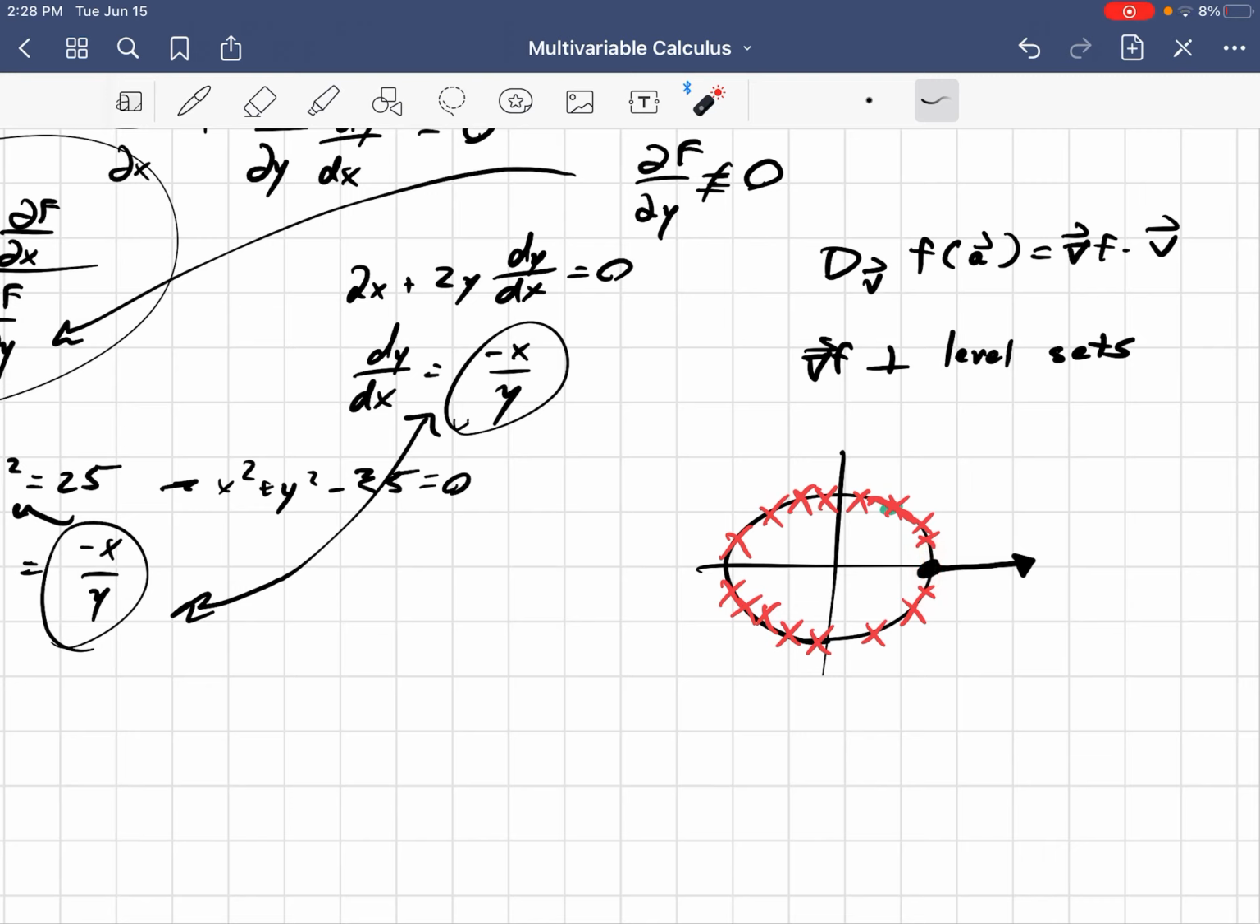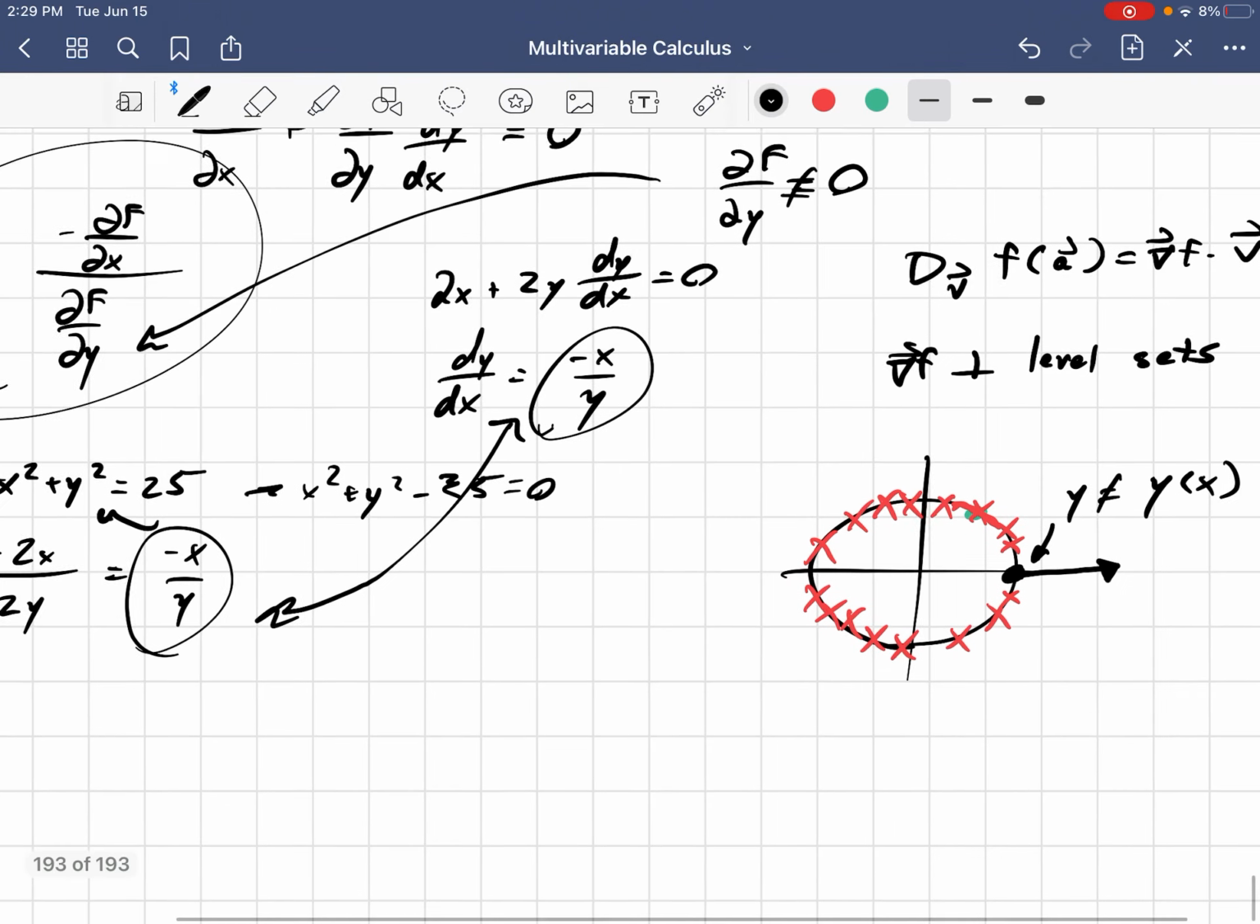You're always going to get a totally vertical line with an undefined slope. And if you go a little far away, you're going to hit a point here and a point here, a point here and a point here. You're always going to be hitting 2 points. You're always going to be failing the vertical line test. And at this particular point, there's absolutely no way, locally or globally, that y can be a function of x.